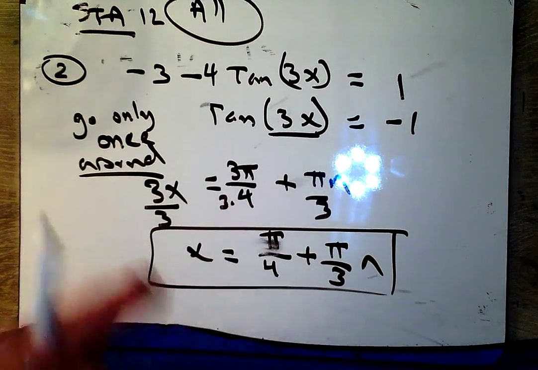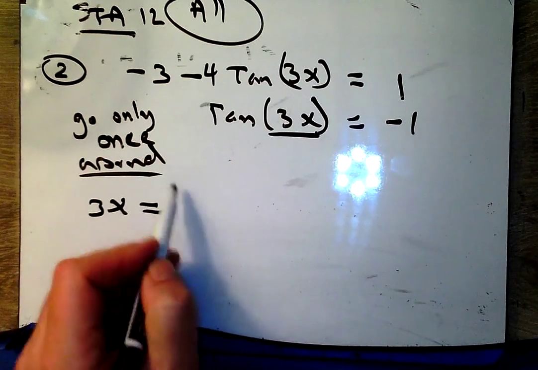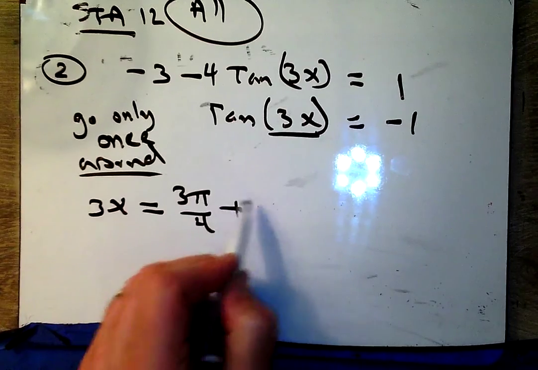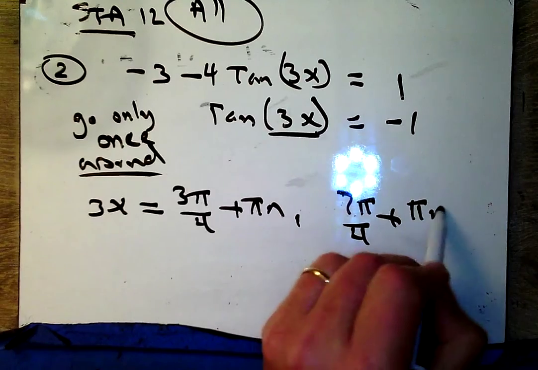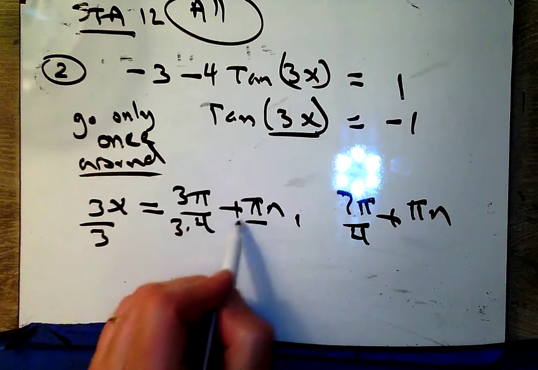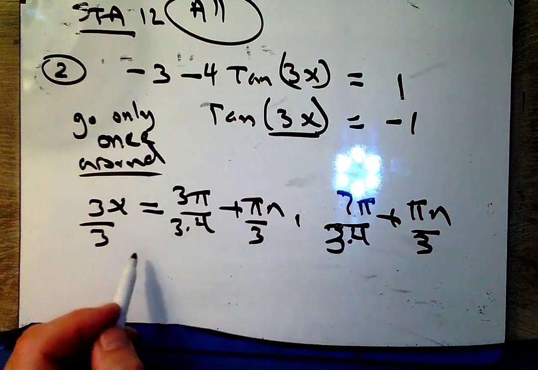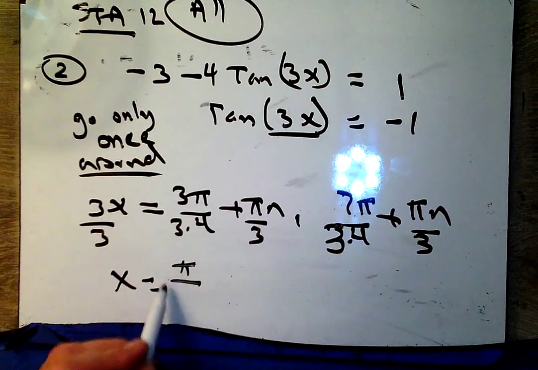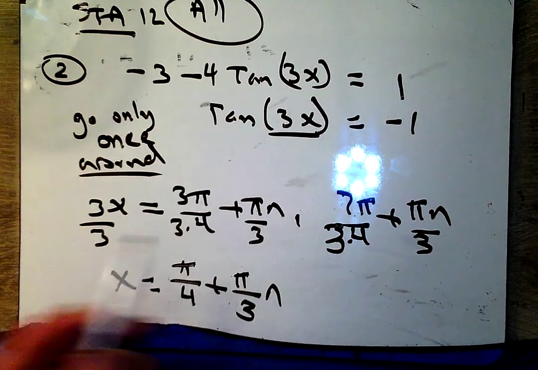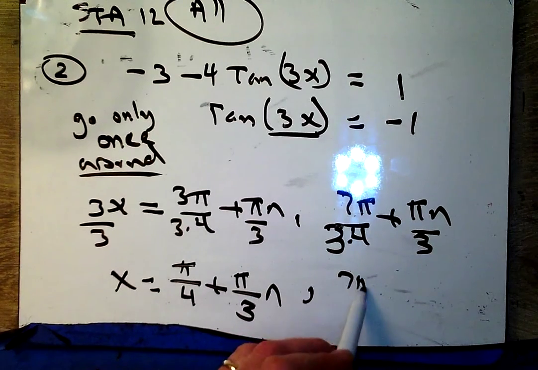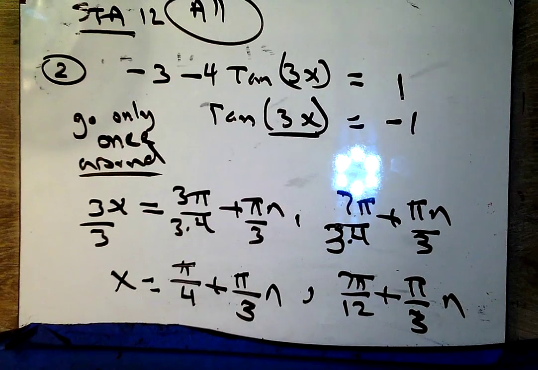Okay? Now, if you were the student who wrote down 3x equals 3 pi over 4 plus pi n and 7 pi over 4 plus pi n, when you start dividing, you've got a lot more stuff. In fact, twice as much stuff to divide. And we get x equals pi over 4 plus pi over 3n, and we already know that's a complete answer. That includes everything. But we could also write 7 pi over 12 plus pi over 3n.